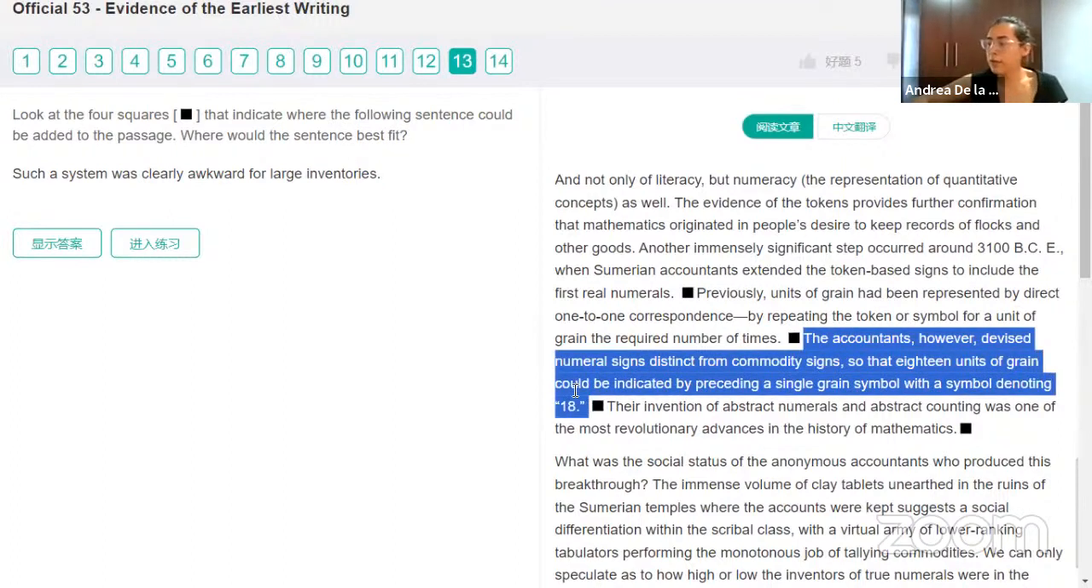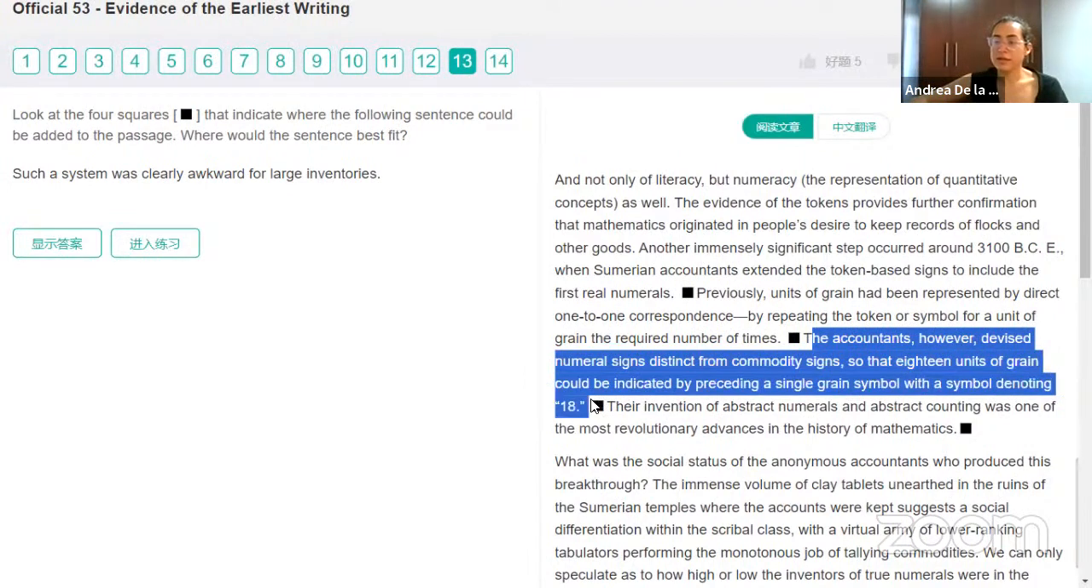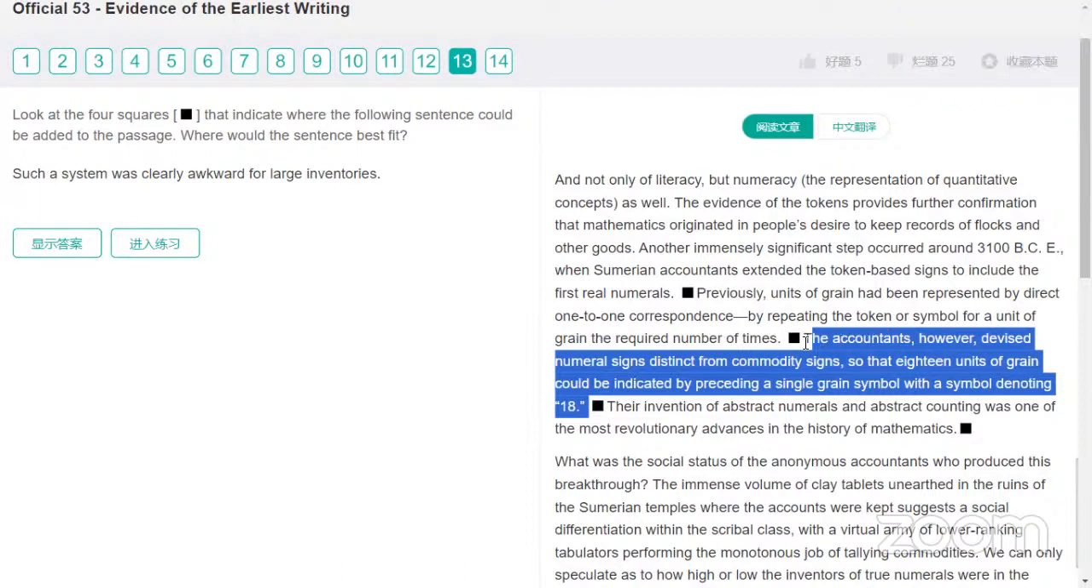Dice, the accountants, however, devise nominal signs distinct from commodity signs so that 18 units of grain could be indicated by preceding a single grain symbol with a symbol denoting 18. ¿Será que este sistema sería claramente incómodo para inventarios largos? Digamos, un inventario de 180 granos, tendría que ser un símbolo de 180 y un símbolo de grano. ¿No? Would it be an awkward system? No. Probably not.